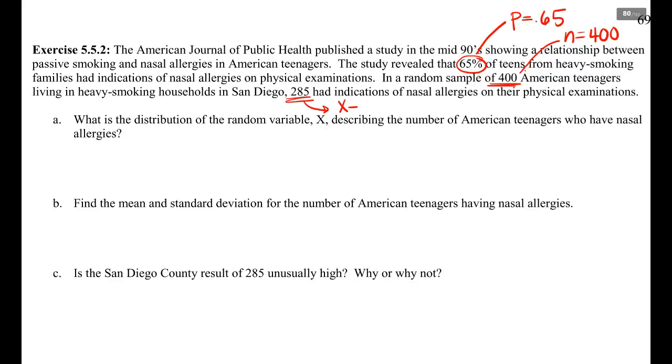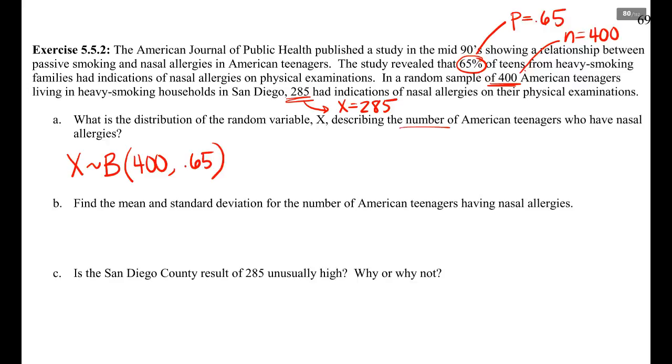So if you really wanted to translate it, that is an X, because we use X to denote a random variable or a count of successes from a binomial. Part A says, what is the distribution of X, describing the number of teenagers who have nasal allergies? That keyword of number tells us we're dealing with a binomial. One thing we could do is just say that X follows a binomial with an N of 400 and a P of 0.65. That is one way to write this.